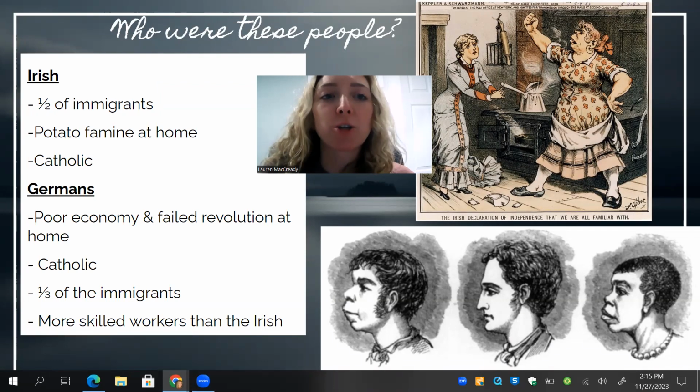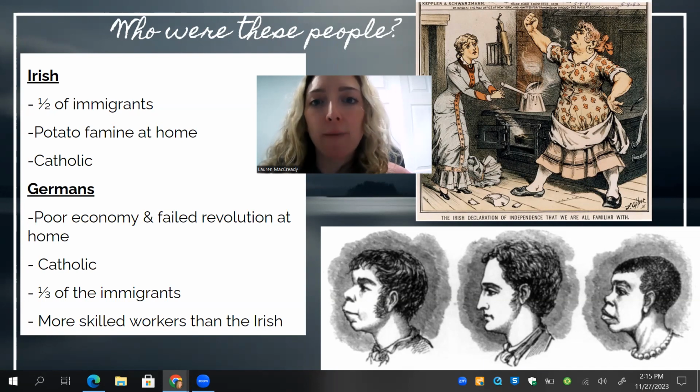So the Irish are the majority of the immigrants coming over, and they're going to have a rougher time than the Germans. And that's because the Germans are going to come over and they're going to have a little bit more money in their pocket, a little bit more skill, and there's just less stereotypes about them at the time.